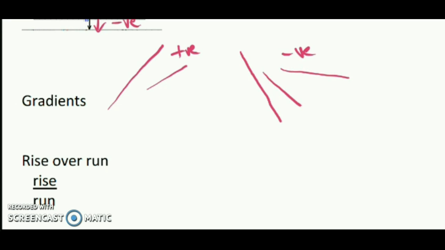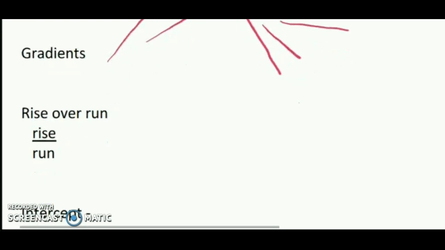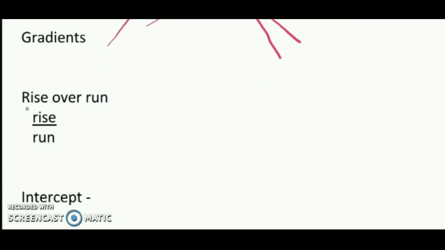They're all negative gradients. Now, to work out what a gradient is, or to draw a gradient, we use the little idea here. It's rise over run, rise over run. So if we had 3 over 2 for our gradient, we would go rise 3, and run 2. So here's our gradient there in the blue. The blue is the gradient. The pink is just my working. All right, so gradient, rise over run. That's a positive gradient.